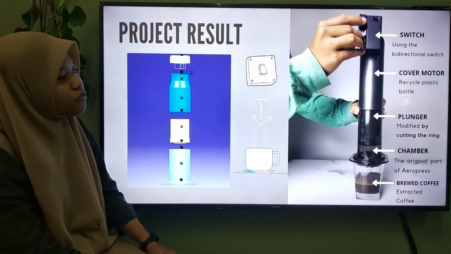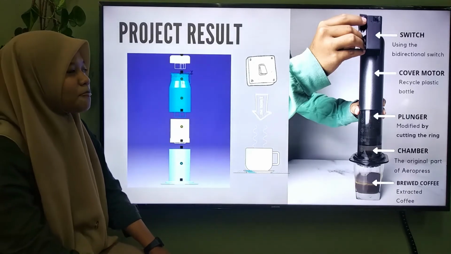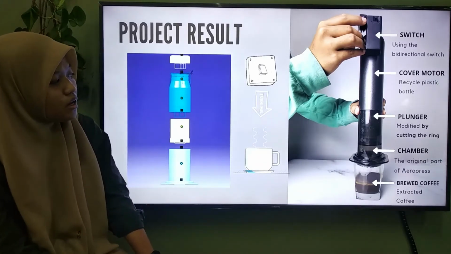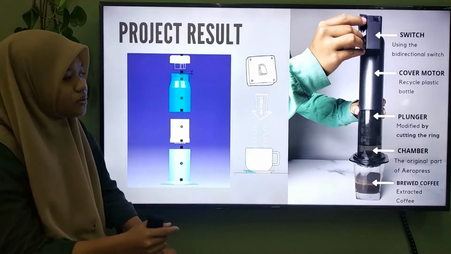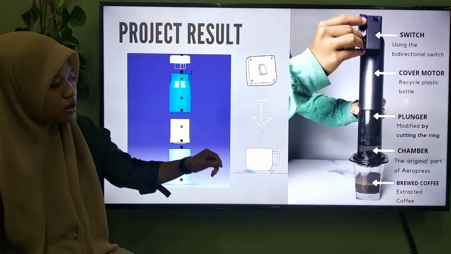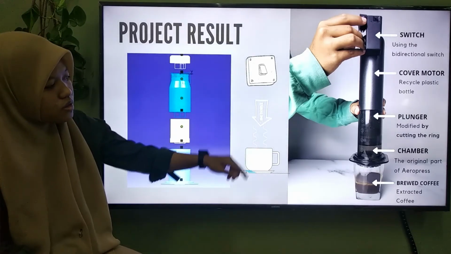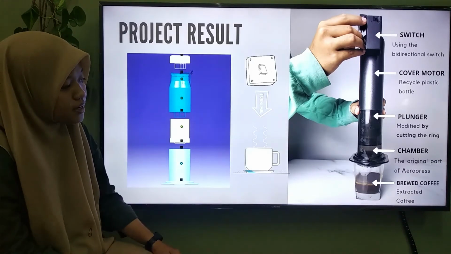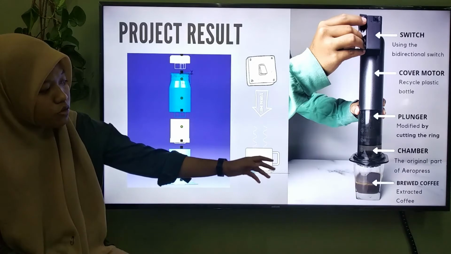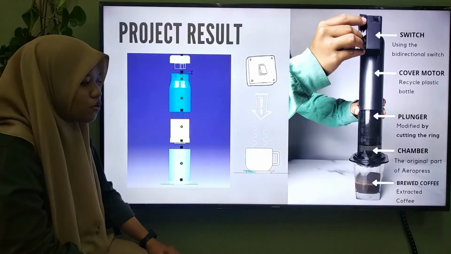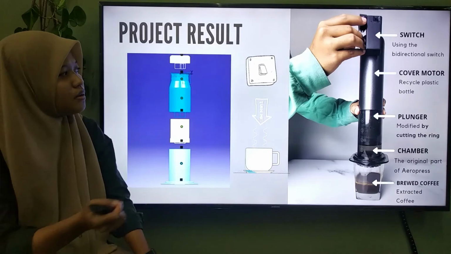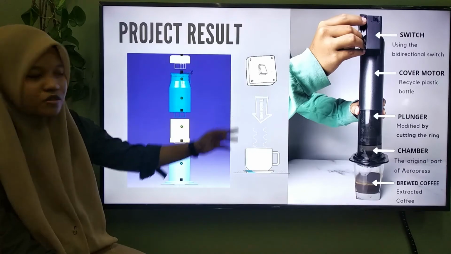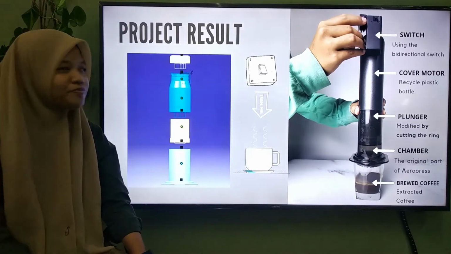The cover motor is from a recycled plastic bottle, which has the same diameter as the chamber. And the plunger is modified by cutting the ring, so it allows the plunger to go through to the filter, and the chamber is the original part of the Aeropress, so I didn't modify anything. And the last one is the product, which is the brewed coffee or the extracted coffee produced by the product. So this is how it works. Just turn the switch and the brewed coffee is produced.